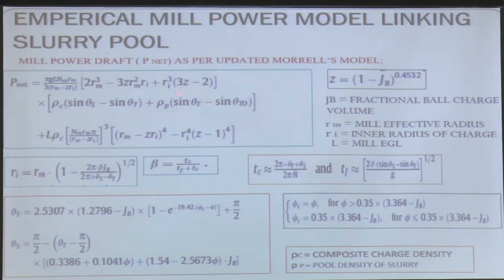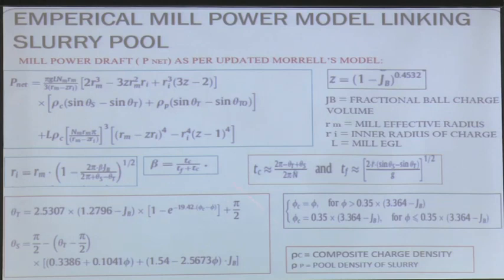If you put 0 over here, you go to a grate discharge mill. If you put the proper values, then you land at the overflow mills. And if this angle is something different, where the pool is not full, maybe partial pool, then you are analyzing a case where slurry pooling is taking place in a grate discharge mill, and the mill is losing power, and the reason for that. So this is the best model to link the slurry pool with the power.